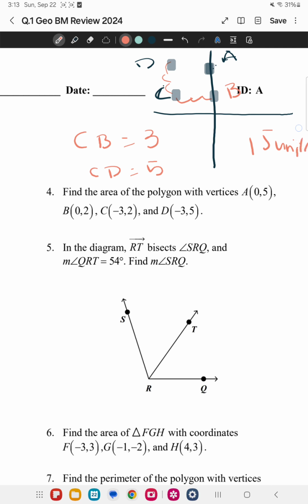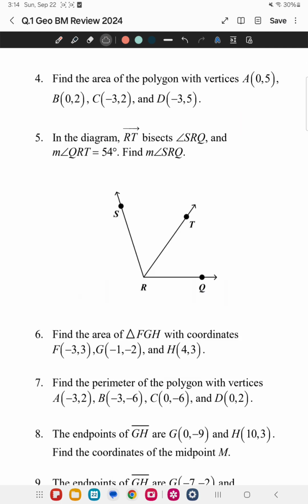And then a squared. So pretend that's really pretty, but it's not. But that's what you're going to do to find the area of this polygon, which is going to be 15 units squared. So next we have our diagram.